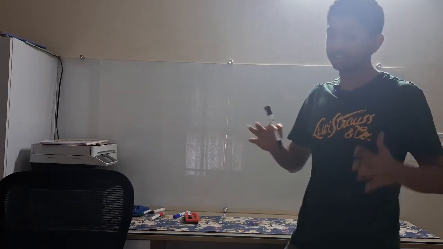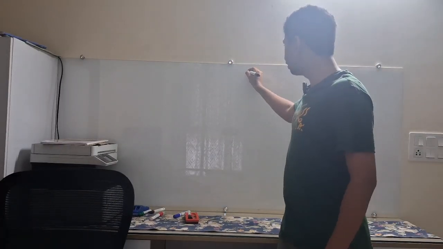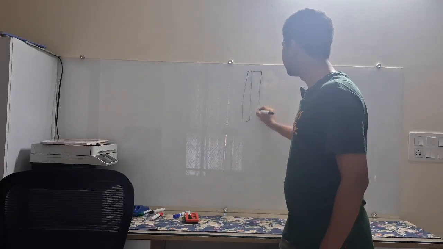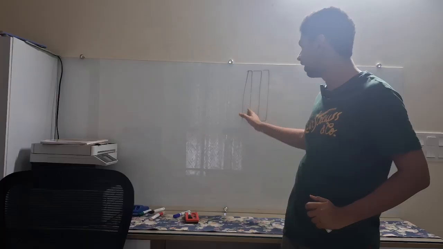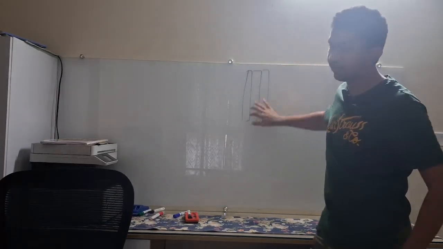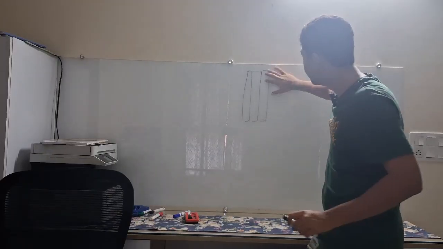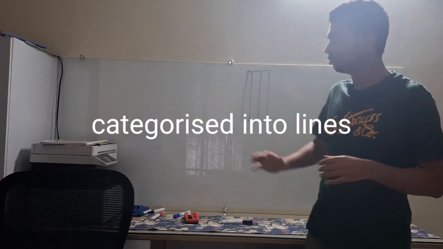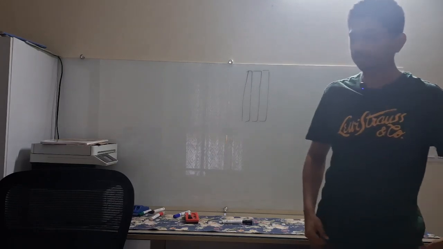कैसे? हमें ऐसा करना है. I will put some elements in a line. I will put some different elements in a line. All the elements in this line will have similar properties. And so I've categorized elements into lines or columns.